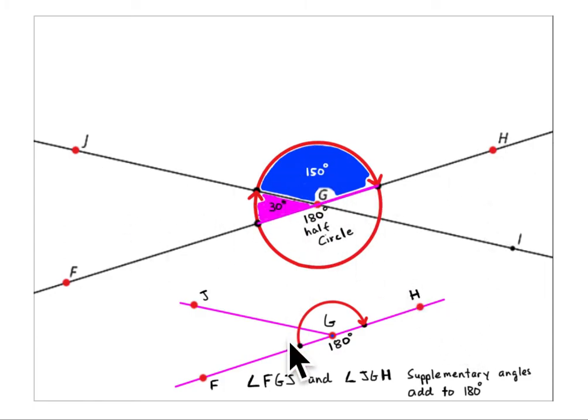And I took away all this stuff and showed you again down here. This is rotating around 180 degrees. Add this angle plus this angle, it equals that 180 degrees. Those are called supplementary angles. They add to 180 degrees. We've had that before.